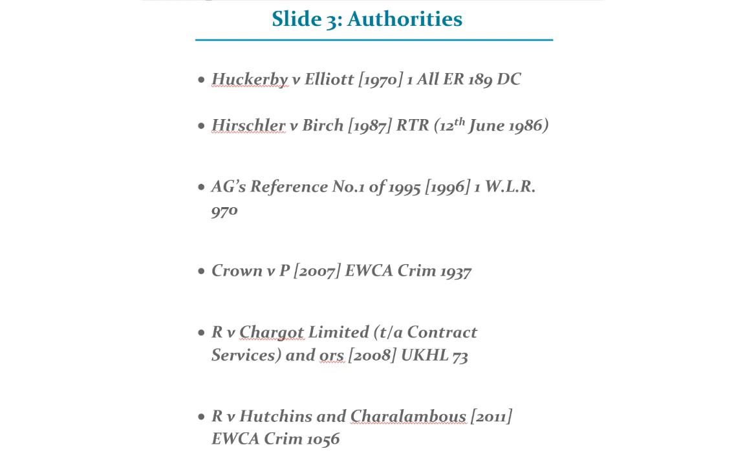I'm then going to take you through Hersher and Birch, the Attorney General's Reference Number 1 of 1995, the Crown and P, which is sometimes known as the Crown and R, I think, for unknown reasons, R versus Chargot, if we're pronouncing it in the French fashion, or Chargot, if we're not, and the last case, Hutchins and Charalambous. So you'll see that this case law goes over 4 decades, going from 1970 right up to 2011.